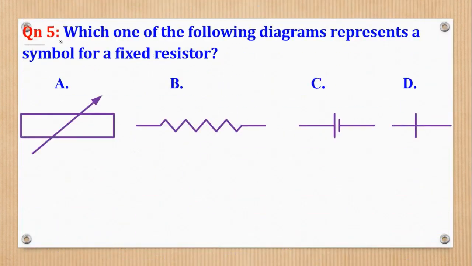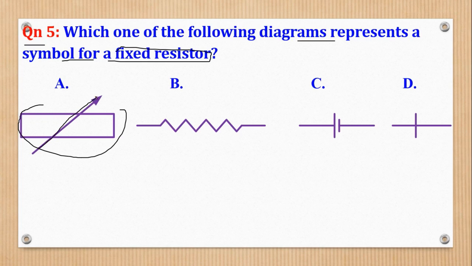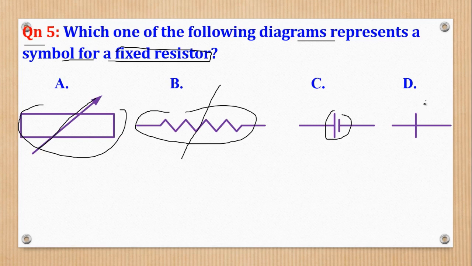Then the next question says, which one of the following diagrams represents the symbol of a fixed resistor? This one is for a resistor, but when there is an arrow, it means it is variable, and they call it a rheostat. This one is for a resistor with no arrow, meaning it is a fixed resistor. This one is for a dry cell, and this one is for nothing. So the only option is B.